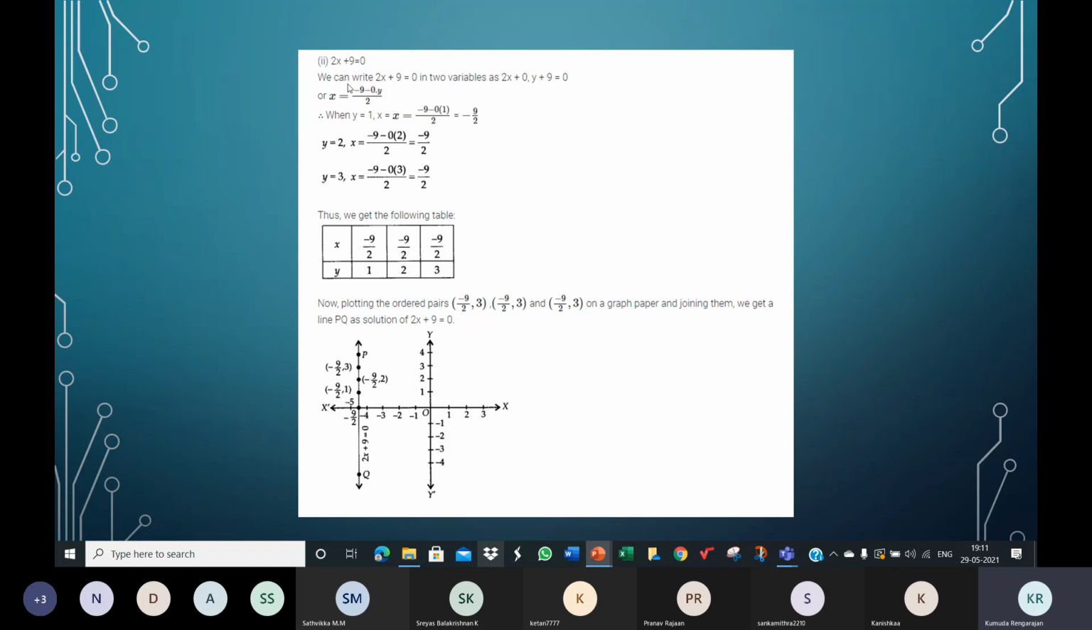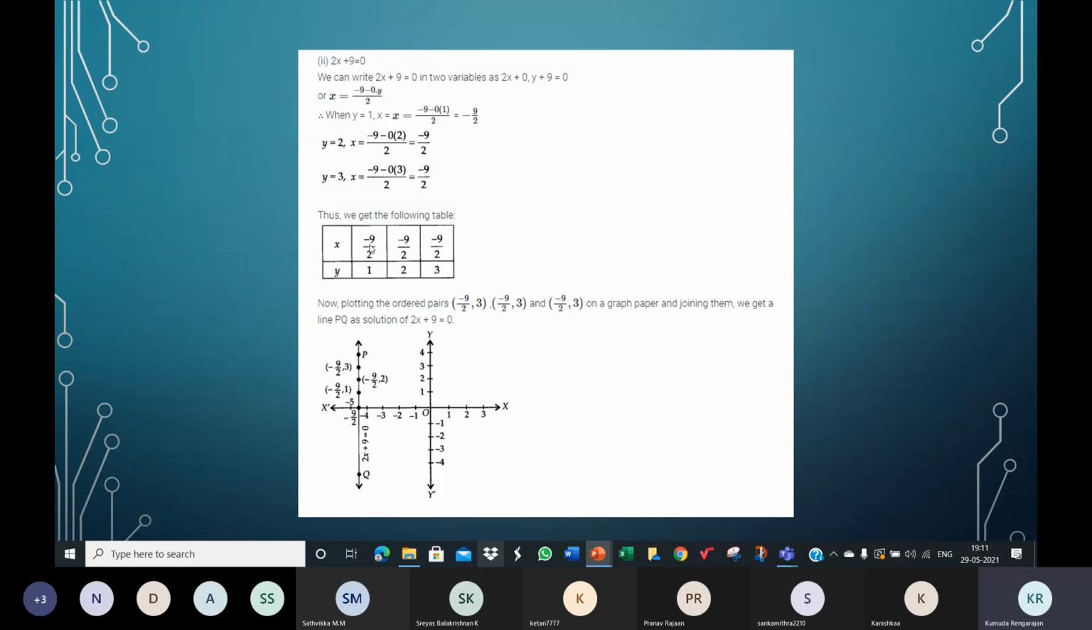You don't have to show this working. You can directly make this table. Because on solving, what do we get? X is equal to minus 9 by 2. That means x is always minus 9 by 2 for any value of y. You can use any value of y, 0, minus 1, minus 2, any value of y. Now we need to plot these points on the graph paper.